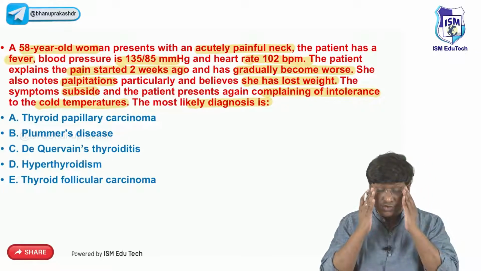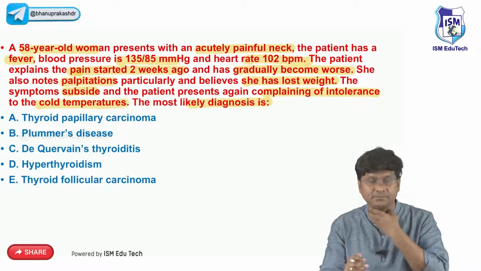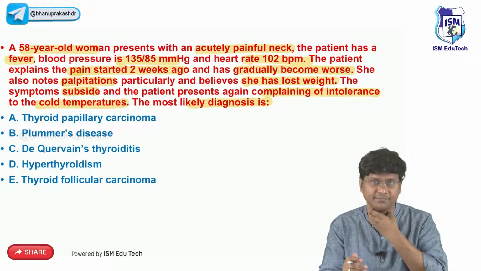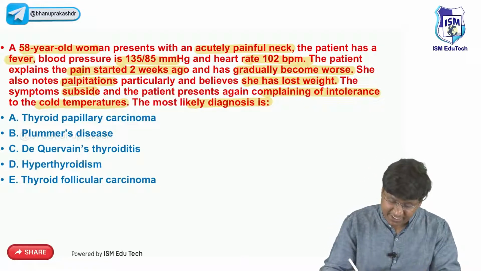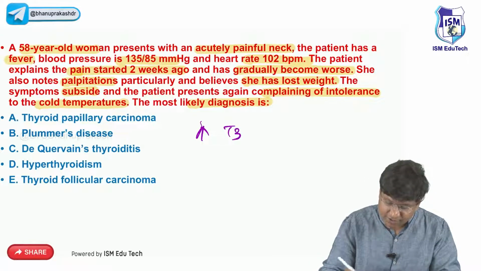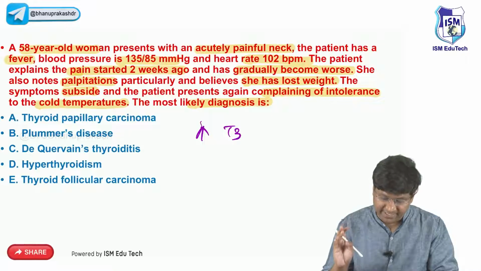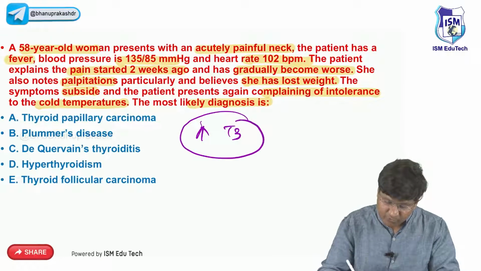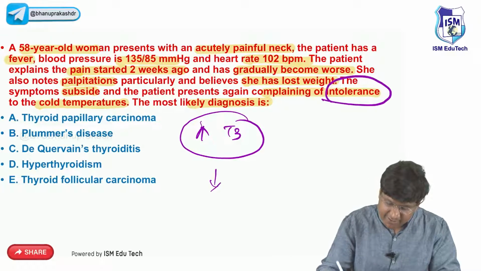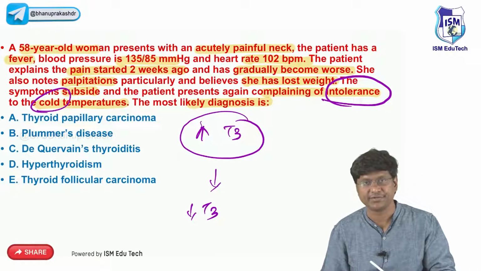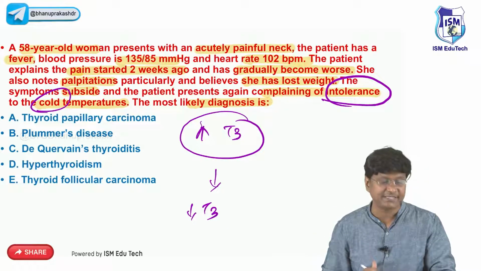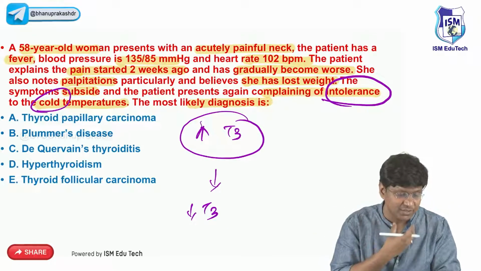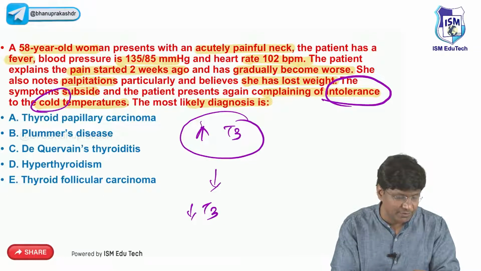You see here, this particular patient is having a very painful neck, right? And this patient initially has the features of hyperthyroidism, losing weight, palpitations, and subsequently what is the patient telling? Intolerance to cold. Cold intolerance means it is hypothyroidism. So initially you will have hyperthyroid features, and later hypothyroid features, with a painful neck. So what do you think is the diagnosis in this scenario?